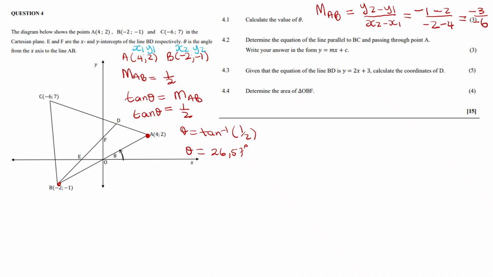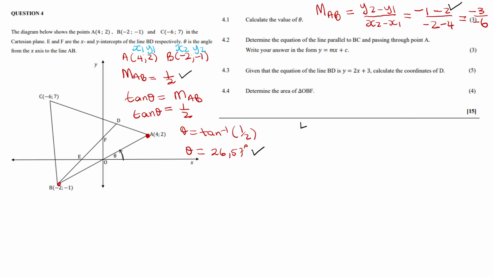So now how do they mark this question? You're going to get a mark for the correct substitution for calculating the gradient, and another mark for finding the gradient. Then the last mark is for the final answer. That's how they mark the problem. So let's look at 4.2. I'm just going to work on 4.2 this side.